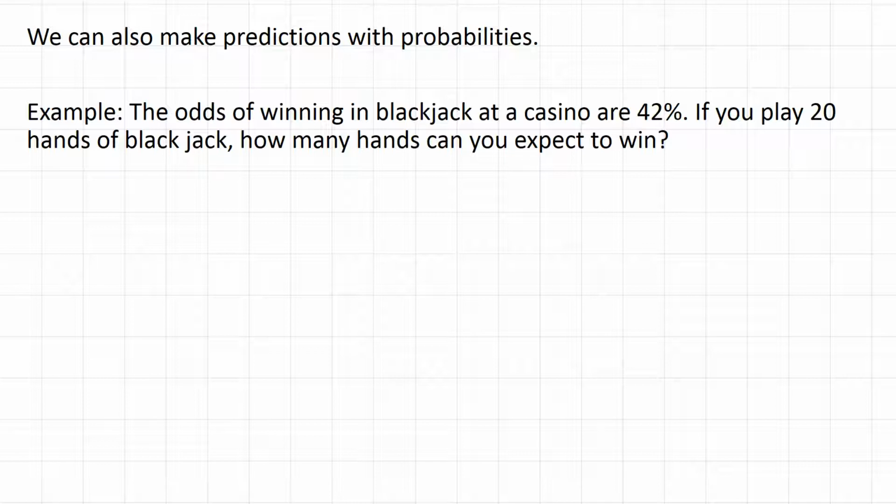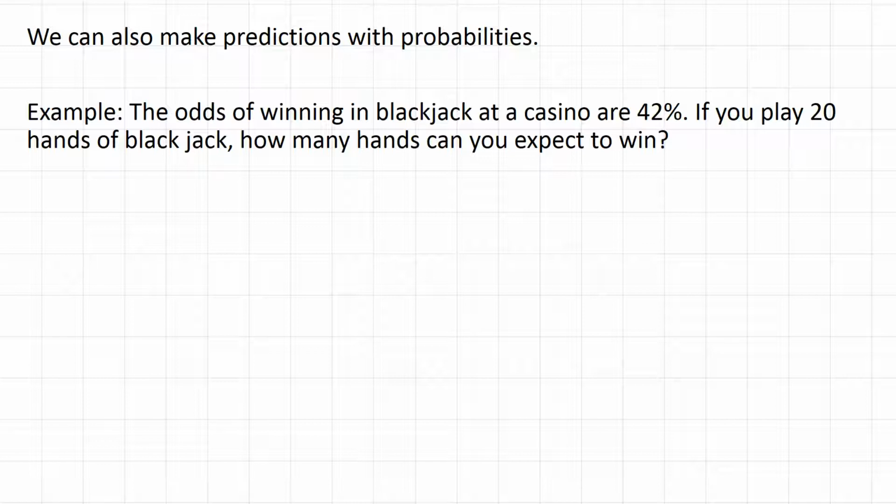We can also make predictions with probabilities using our percent skills. So the odds of winning in blackjack at a casino are 42%. These are the maximum mathematical odds if you're not card counting. If you play 20 hands of blackjack, how many hands can you expect to win?